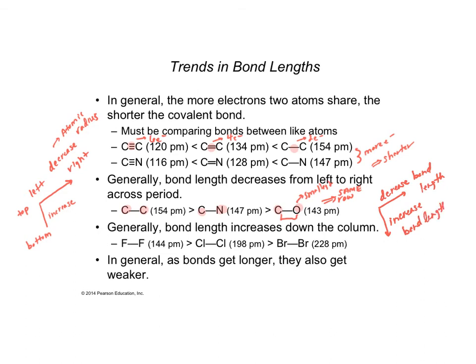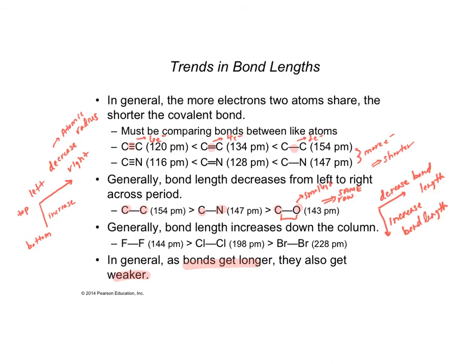And this is very similar to what we saw with respect to bond strengths, because overall, the longer the bond, the weaker the bond. The longer the bond, the less energy is going to be required to break it, so the smaller the bond energies. These all go hand in hand with respect to one another.